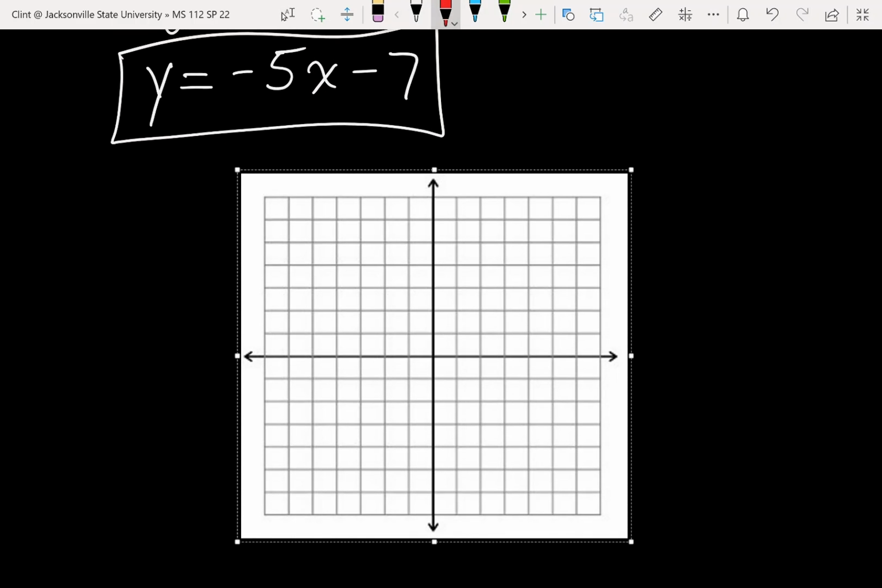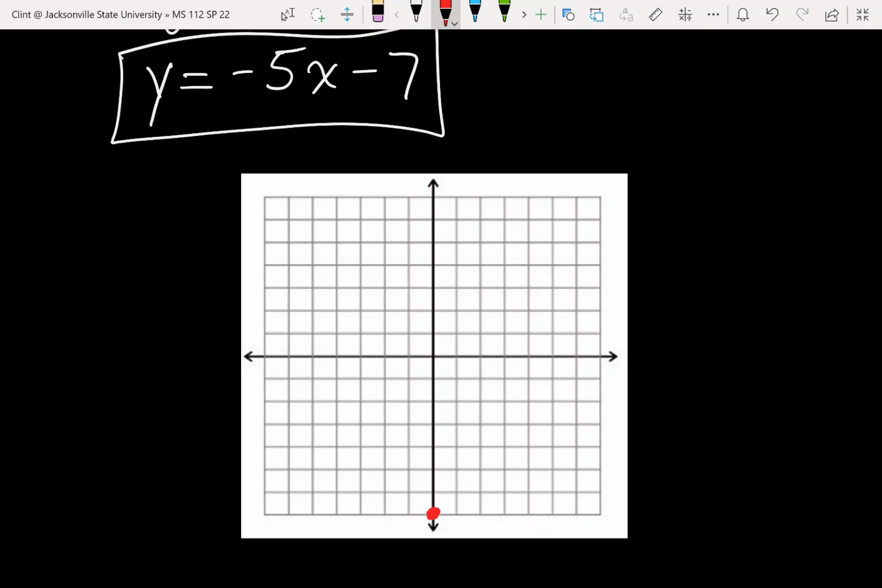So let's graph it. A couple ways we could go about this, because we kind of have some extra information on this one. One thing we know, since we solved it for y, is we know the y-intercept's negative 7. So let's see if I've even got room for that. 1, 2, 3, 4, 5, 6. Yes, right at the bottom.